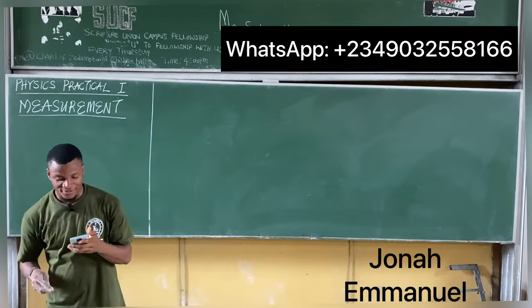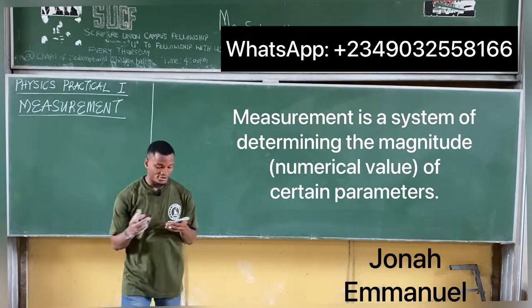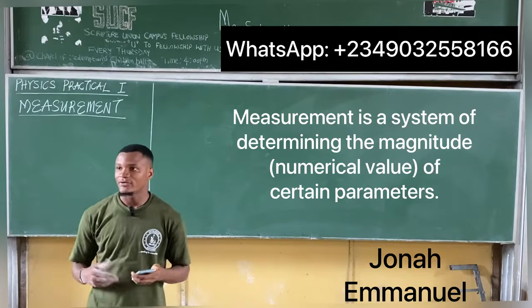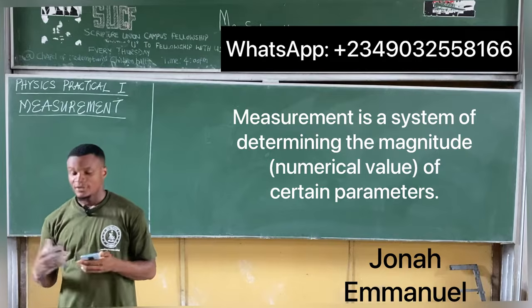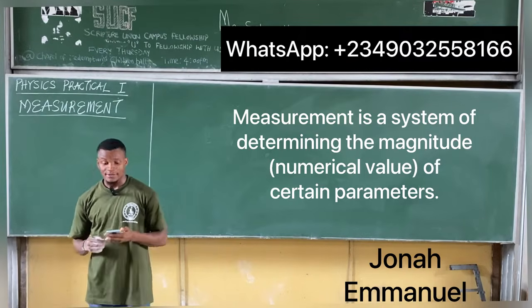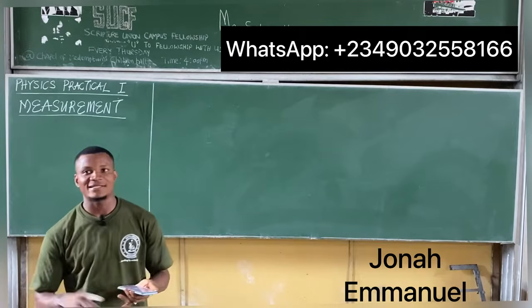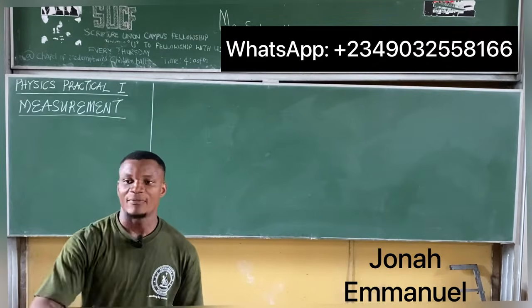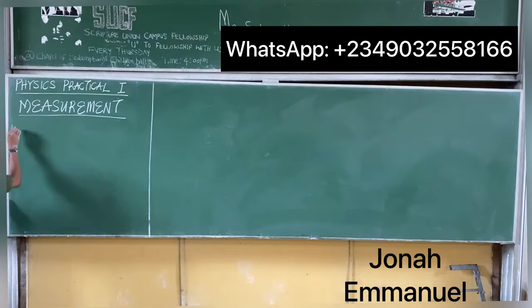Measurement definition. Measurement is a system of determining the numerical value, that's the magnitude of certain parameters. That's it. In your test, you'll be given measurement for length, for mass, for whatever. Let's look at each of them one by one. Number one, let's look at measurement of length.